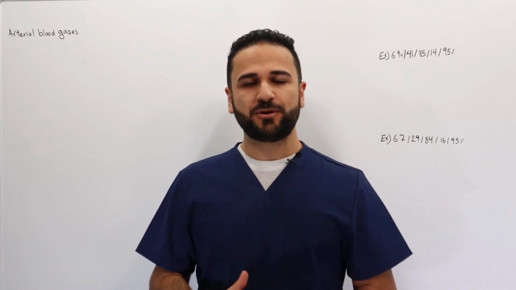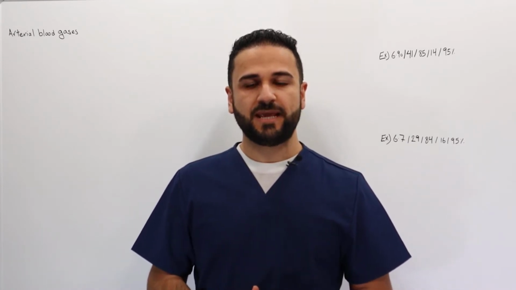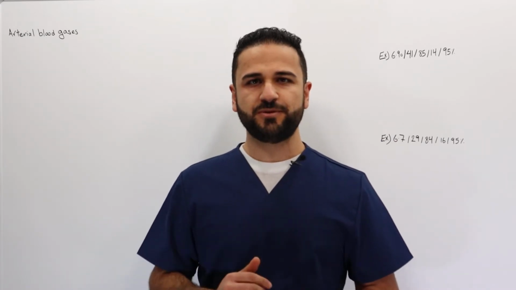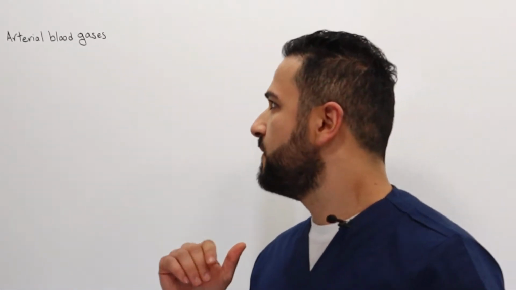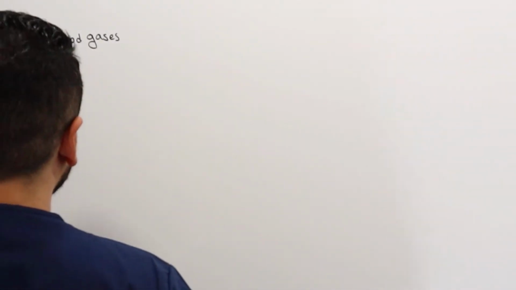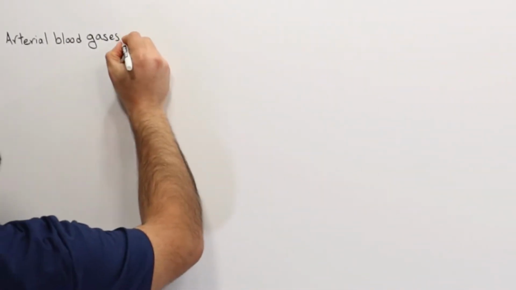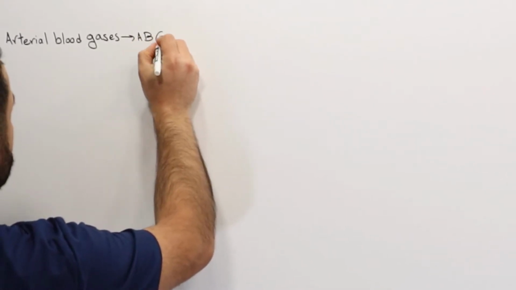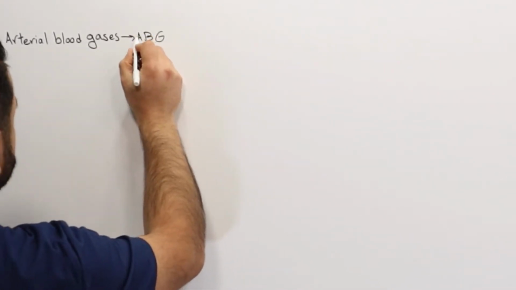Today's lecture is about arterial blood gases. It's really important to be able to interpret the acid-base status of a patient. So without further ado, let's get into it. I'm just going to refer to arterial blood gases as ABG, short for arterial blood gases.